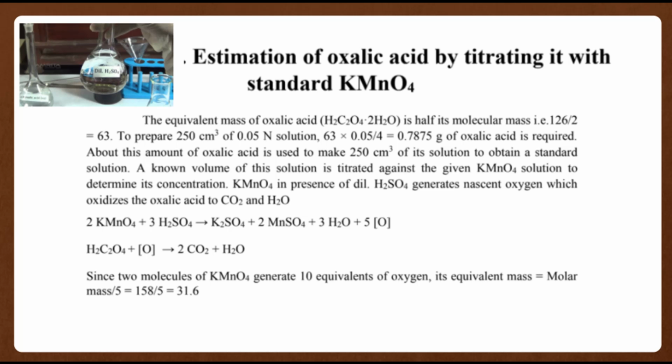25 cm³ of this prepared standard solution of oxalic acid is pipetted out into a clean conical flask. One test tube full of dilute H2SO4 is added to the mixture and heated till the appearance of the first bubble. The hot solution is titrated against KMnO4 solution taken in the burette, taking care to add the first few drops slowly. KMnO4 is a very good oxidizing agent and can oxidize oxalic acid into carbon dioxide and water. However, KMnO4 can behave as an oxidizing agent only in the presence of a mineral acid.